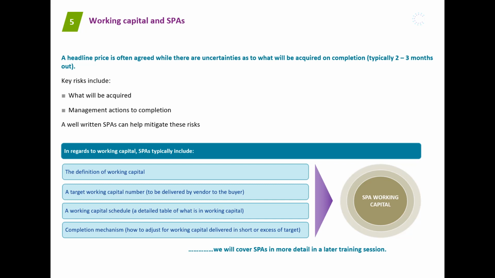Next is the working capital schedule, which is specified in the SPA, and this is a really, really detailed table of what is actually included in working capital. So there are no disputes or confusion once you get to completion and actually calculate what's in working capital. It'll specifically say in the SPA, this is included, this is excluded, and so forth. And then finally, the actual mechanism for calculating it, which is typically just the shortfall or excess of target, and how that adjusts the purchase price. So we'll cover SPAs in more detail in another video.